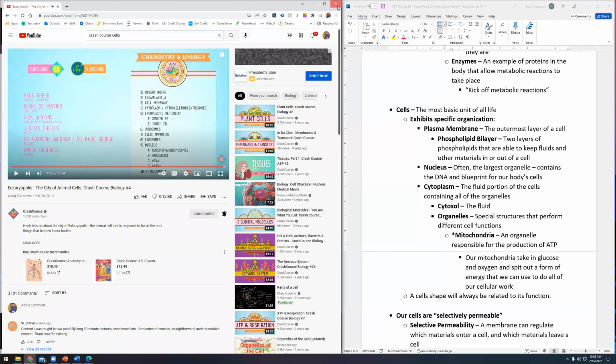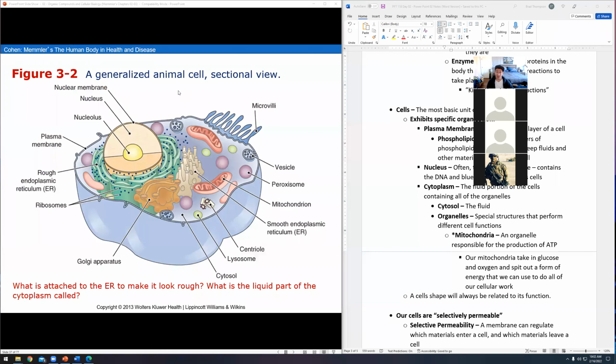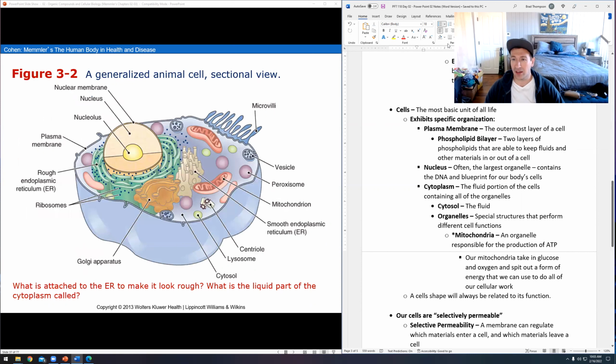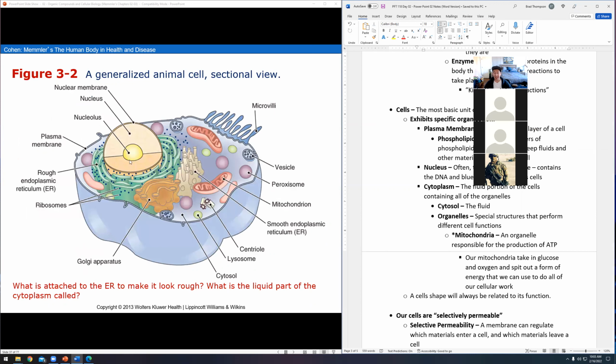Okay, so love that video because you can kind of see how all those individual pieces are working. And I love the analogy of a city for a cell, you know? So like I said, we're going to see the plasma membrane around the outside. It is a bilayer, a phospholipid bilayer, two layers that are able to keep certain materials in or out of the cell. You've got the nucleus, which is usually the largest organelle inside, where you get all your DNA.